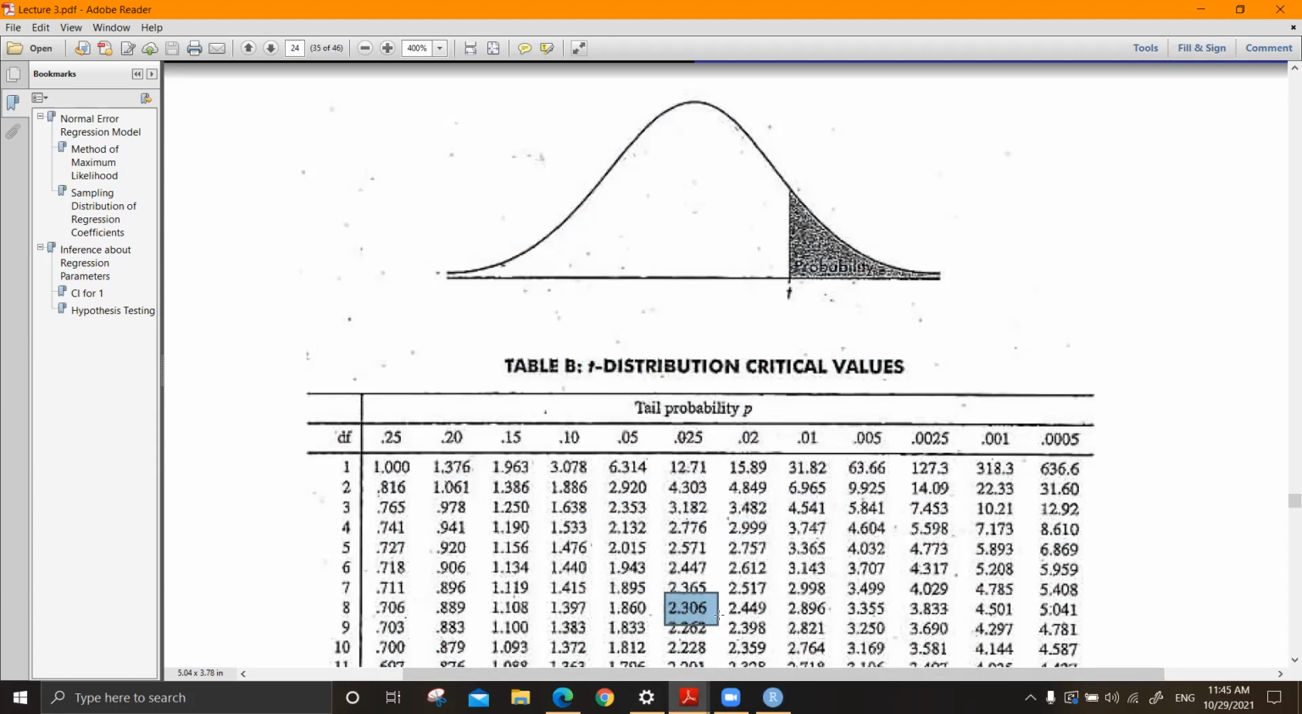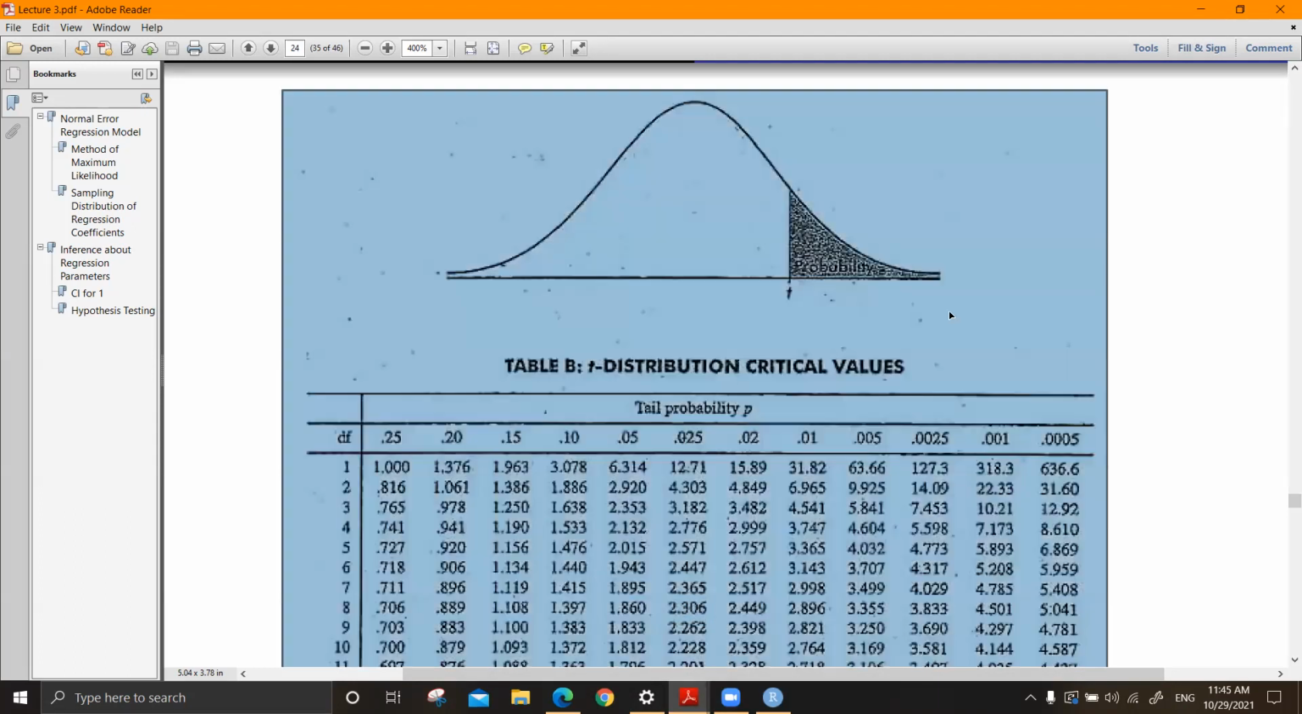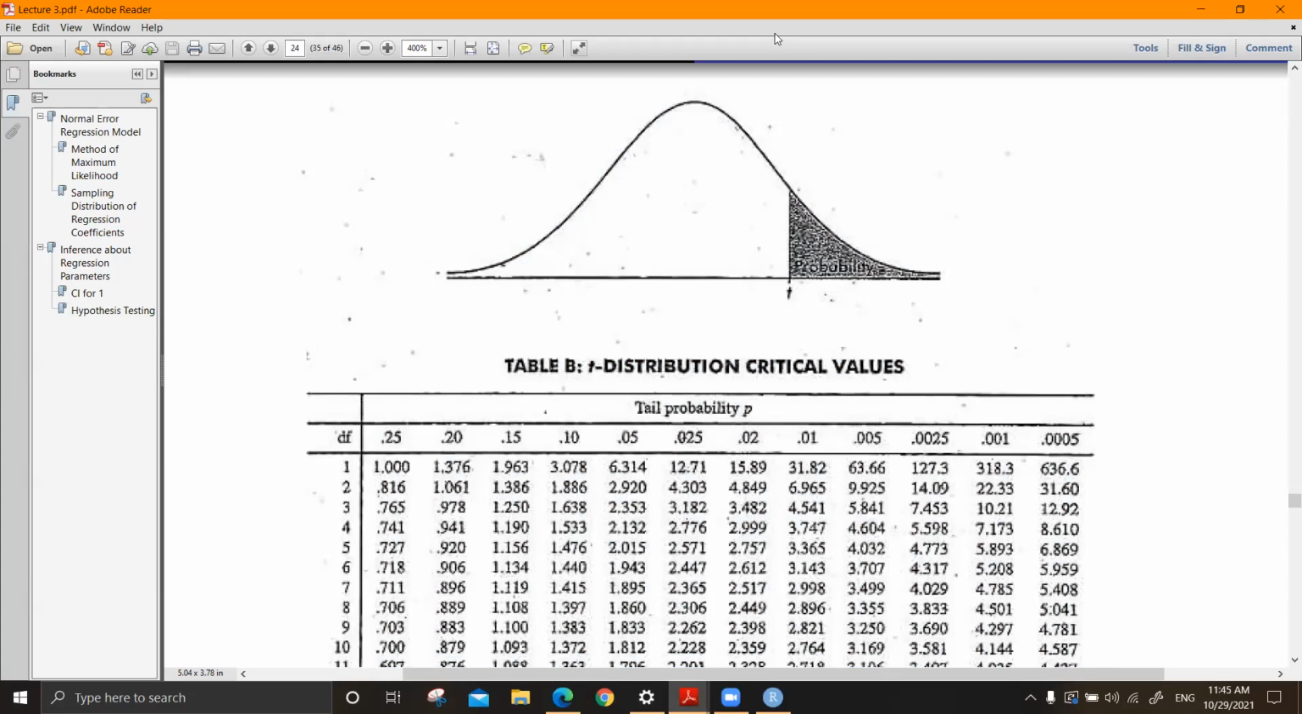You have to properly read that from the table. If you didn't read this properly, it's again going to affect your final interval, right?